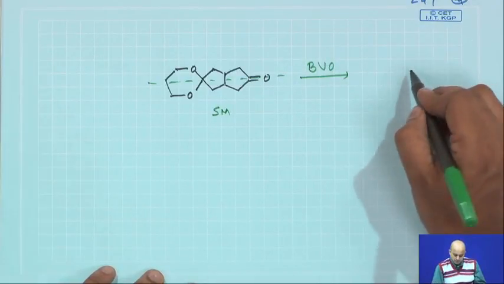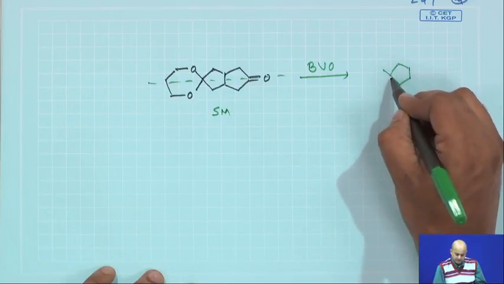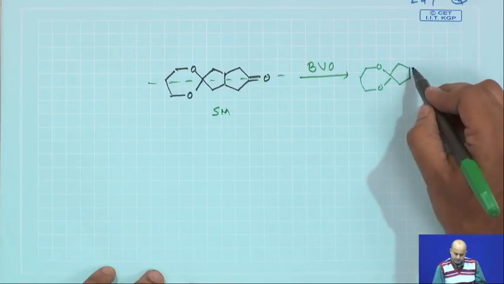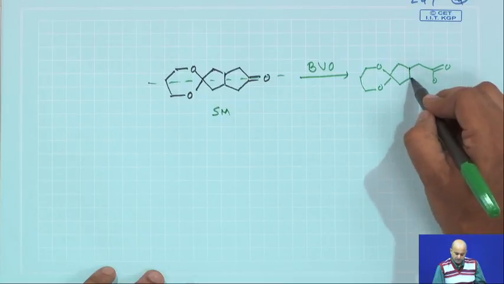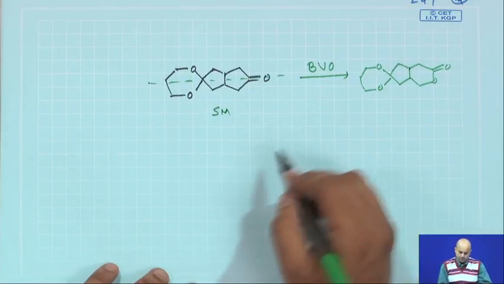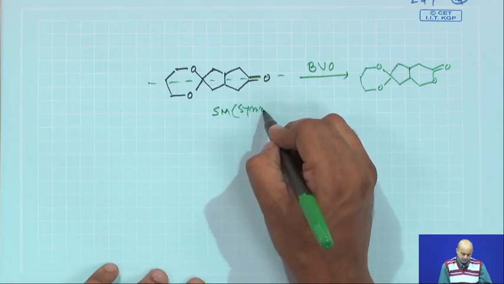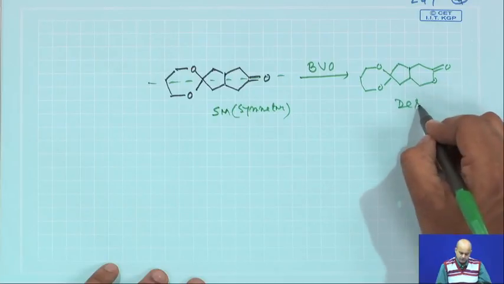Okay. Now, if we do the Baeyer-Villiger oxidation on this molecule, you will find that the left hand side will not be touched, and the right hand side is now having a lactone. So, the symmetry is now desymmetrized.